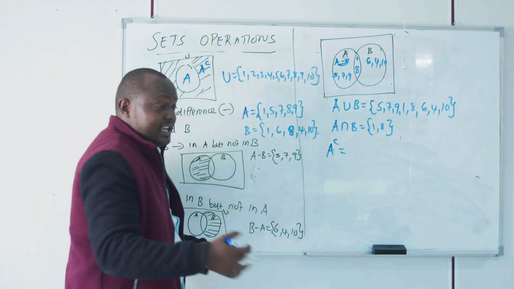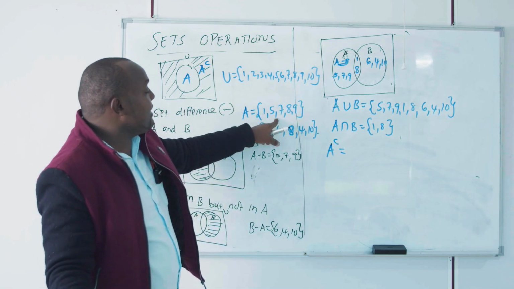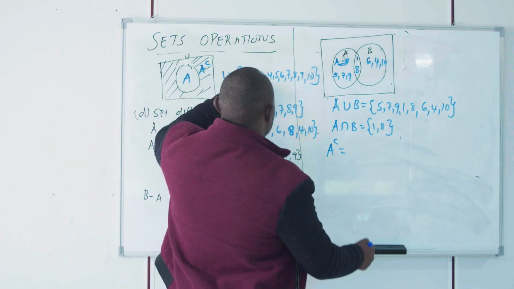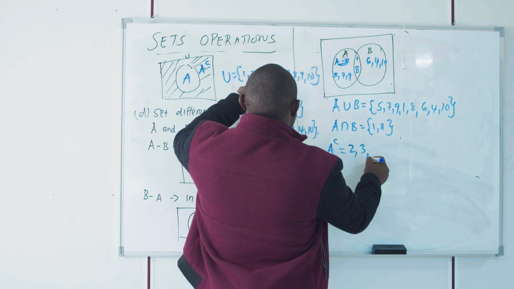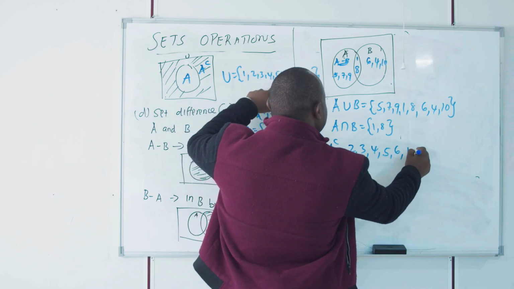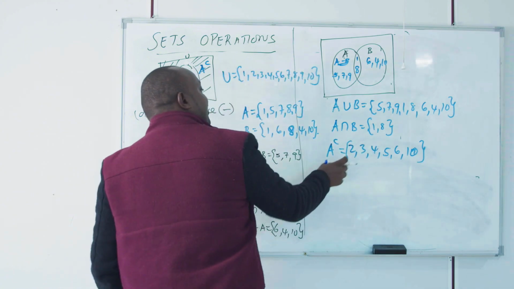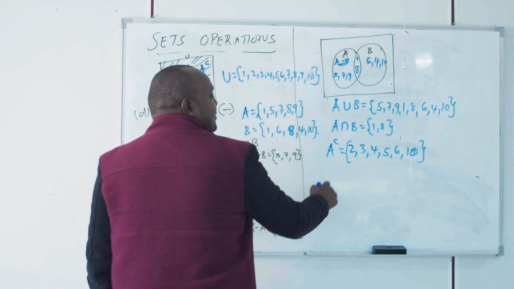I'm just doing a recap. A complement are those elements not in A, but you find them here in our universal set. So 1 is in A, so you start here: 2, 3, 4, 5, 6, 8, 10. Those are A complement. They are not in A, but you find them in our universal set.